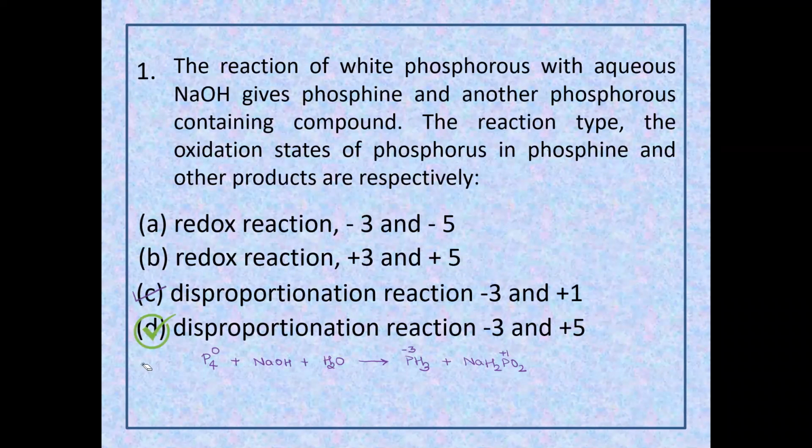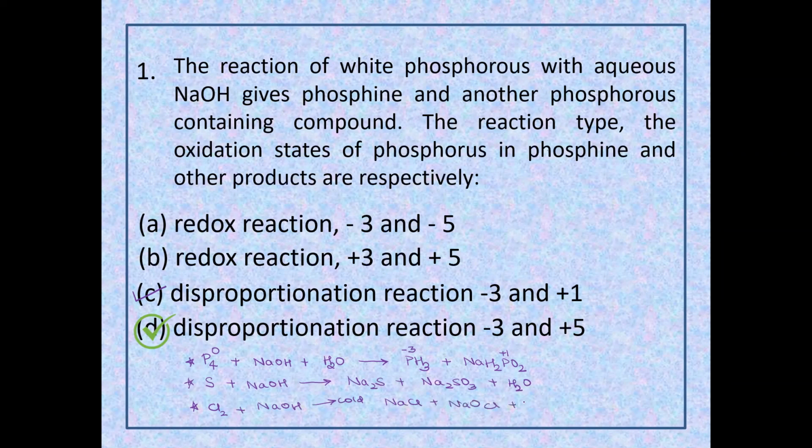Now as soon as we think of disproportionation, I had given a trick that apart from phosphorus, the third period elements sulfur and chlorine on reaction with NaOH also undergo the disproportionation reaction. In the case of sulfur, it gives sulfide and sulfite with water on the right side. And chlorine with NaOH had two cases. In the cold condition it forms NaCl and NaOCl, hypochlorite, with H2O.